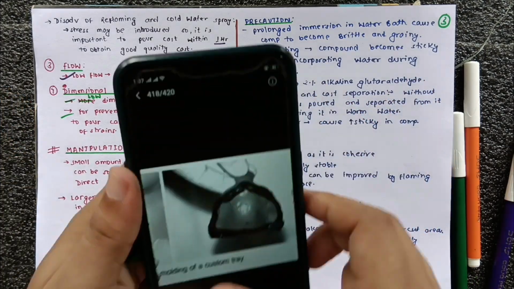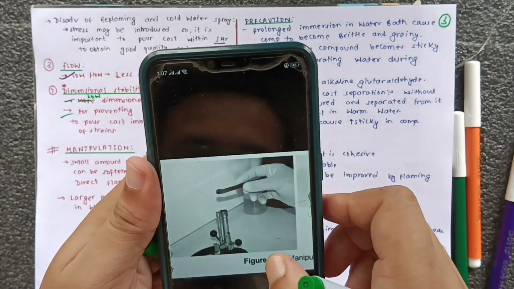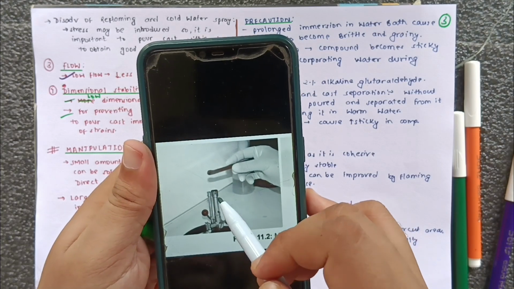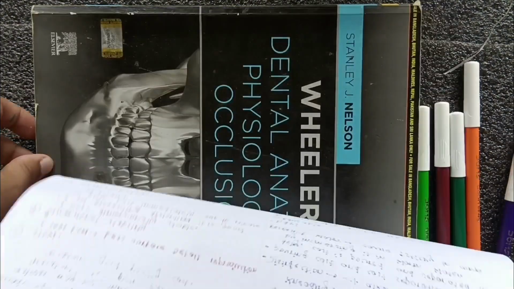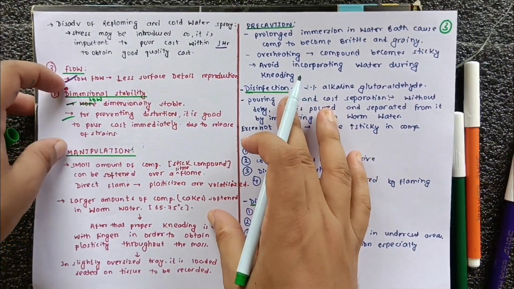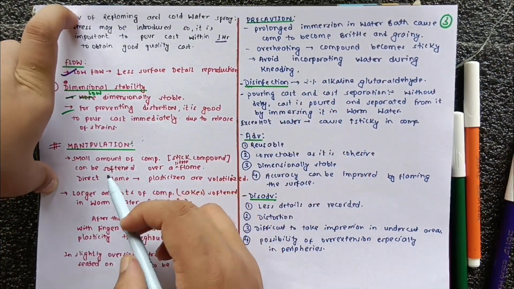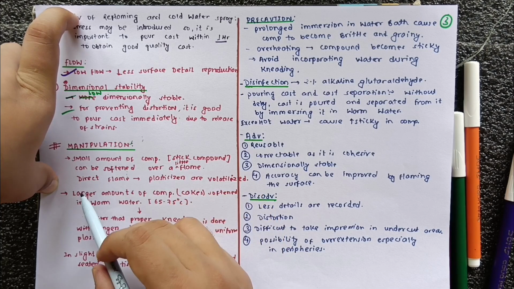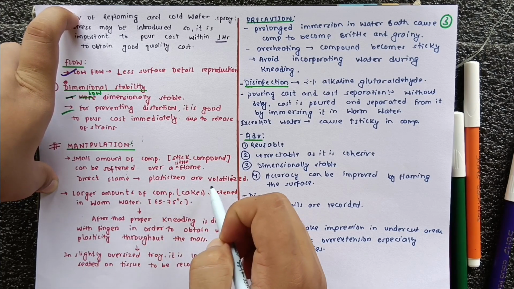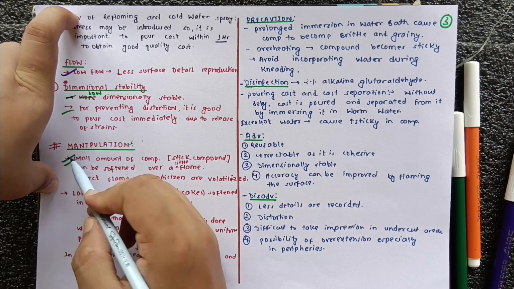In this picture, as you can see here, the stick compound is just flamed and it is manipulated in such a way. So for a small amount of the compound, that is stick compound, it is just softened by using a little flame, and a direct flame would cause the plasticizer to be volatilized. So this is important here.